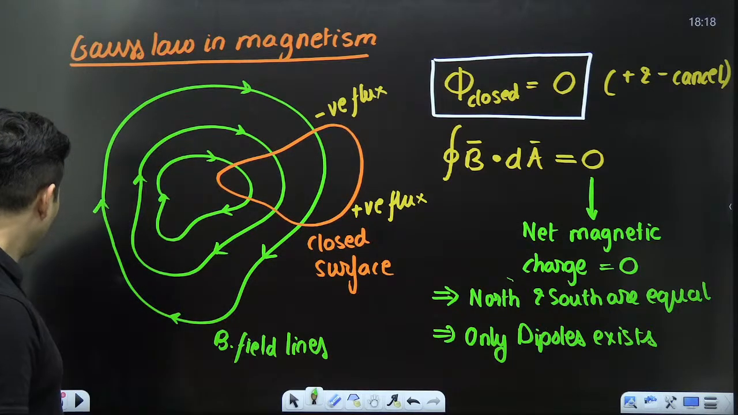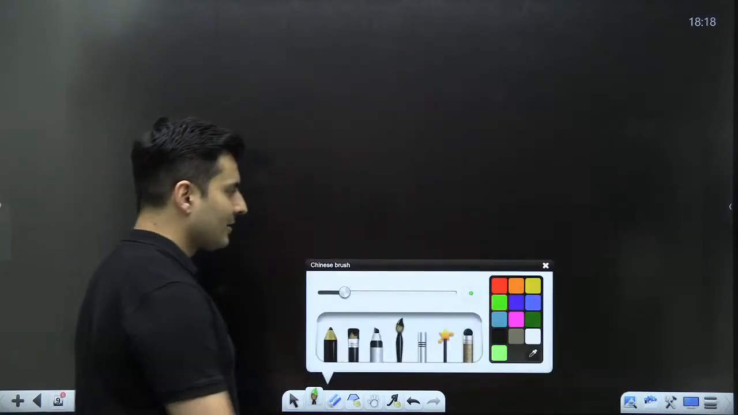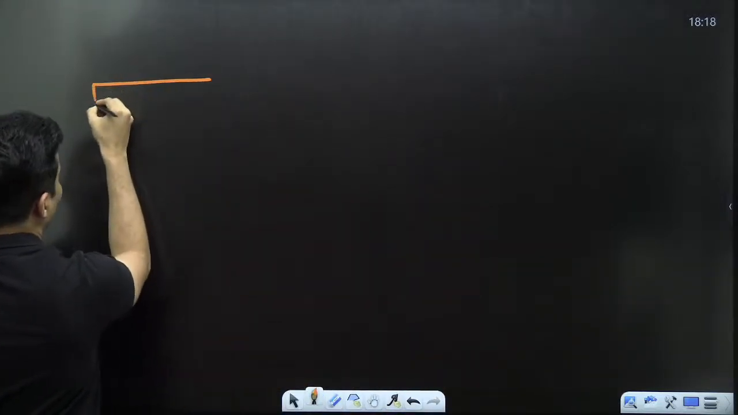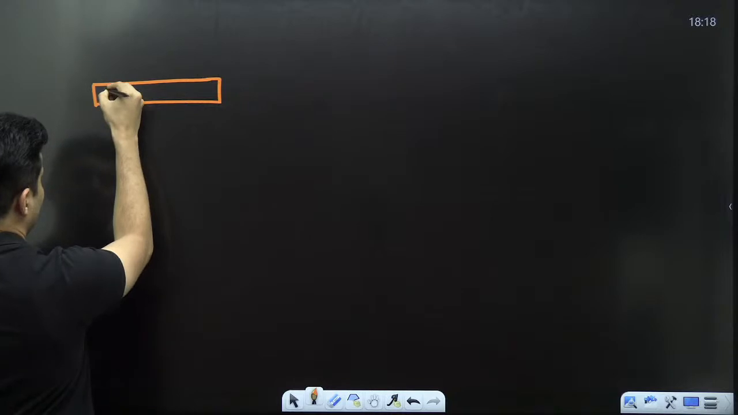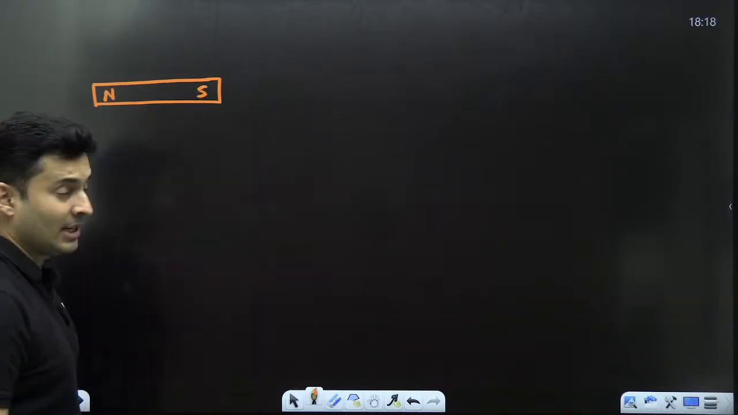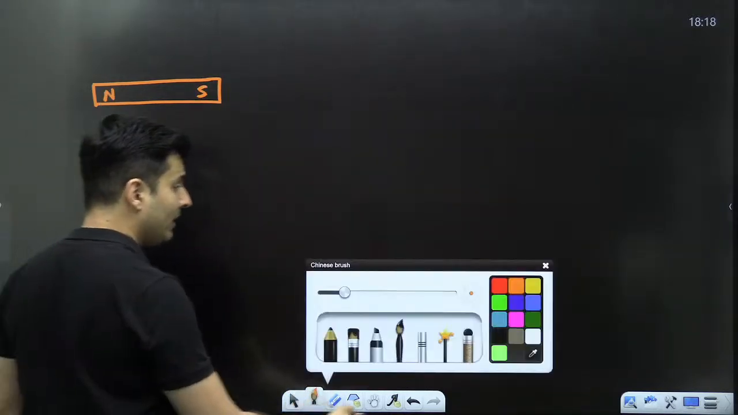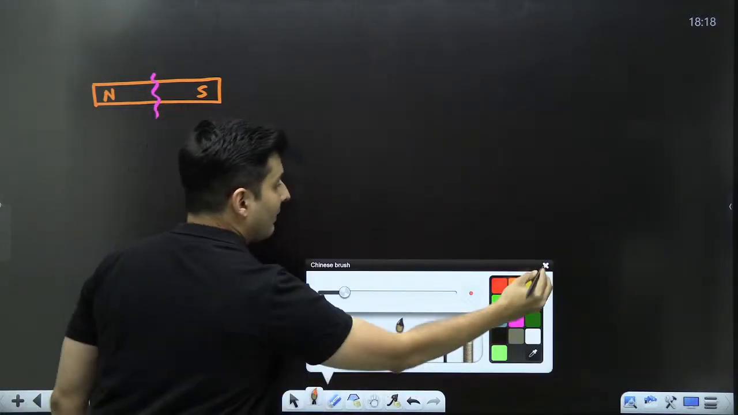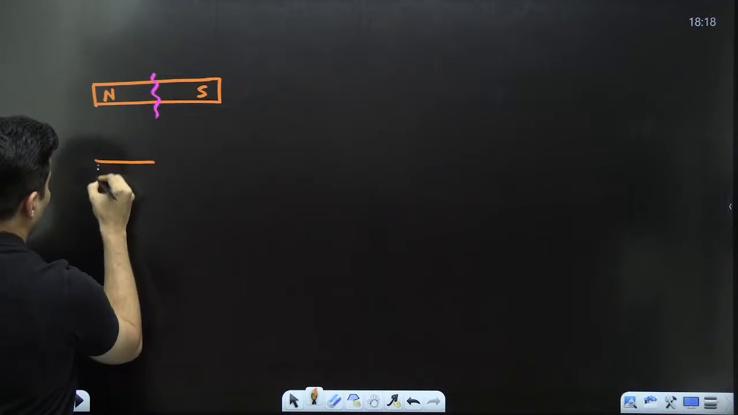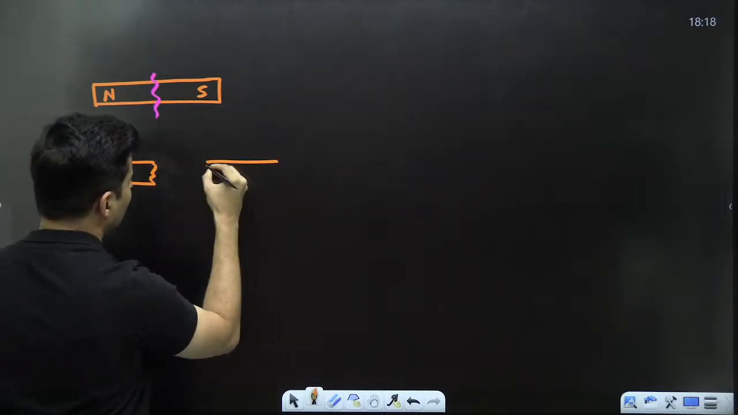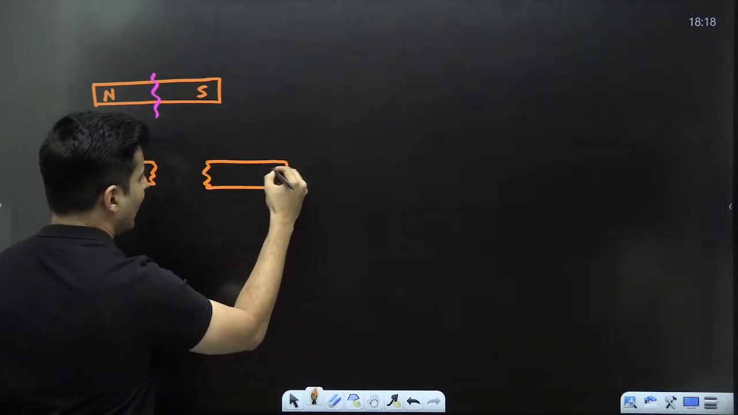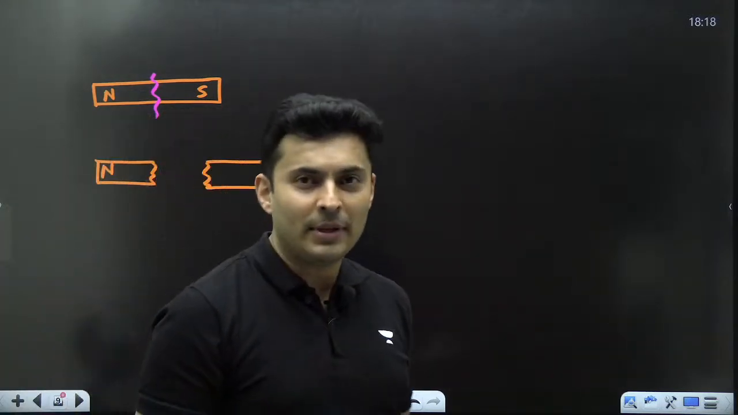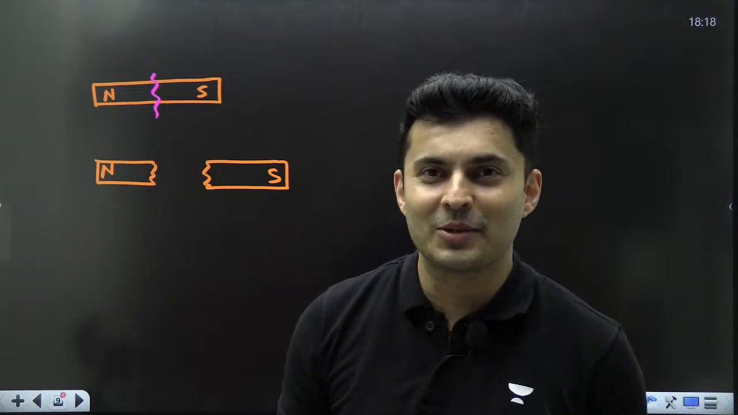Perfect. So, this means, if I have a magnet, I got one idea. You would also have thought about this in childhood. If I have a magnet, what if I break it? What if I break it into two parts? Then I will get north pole separate and south pole separate. Is that what you think will happen? No, that's not what is going to happen.